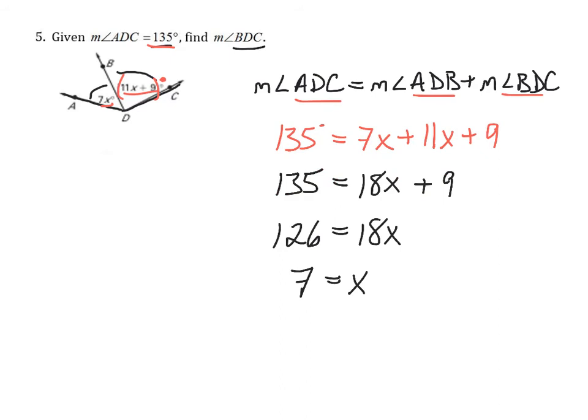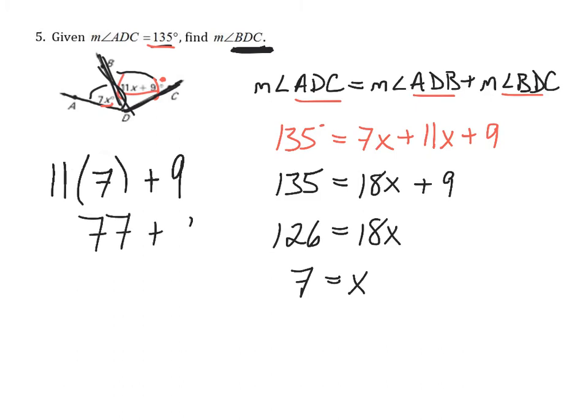So x equals 7, and the last thing they want is BDC. So BDC was this angle on the right. Remember that one was 11x plus 9, so I'm going to plug 7 in there and solve for that measurement. So it looks like we have 77 plus 9. So it looks like the measure of angle BDC is going to equal 86 degrees.